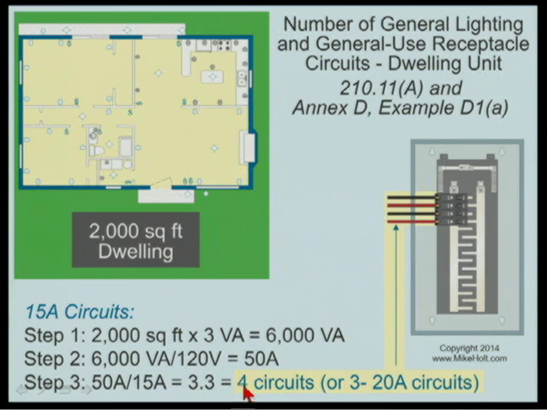I could use 4 15 amp circuits because 4 times 15 is 60, so that'll work. Or I could use 3 20 amp circuits. 3 times 20, that's 60. That'll work. Now, understand, let's establish what circuits we need to have.